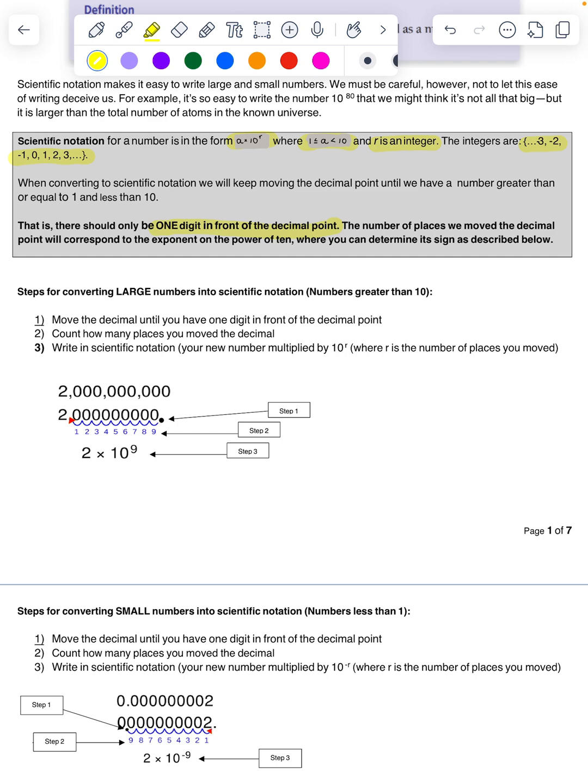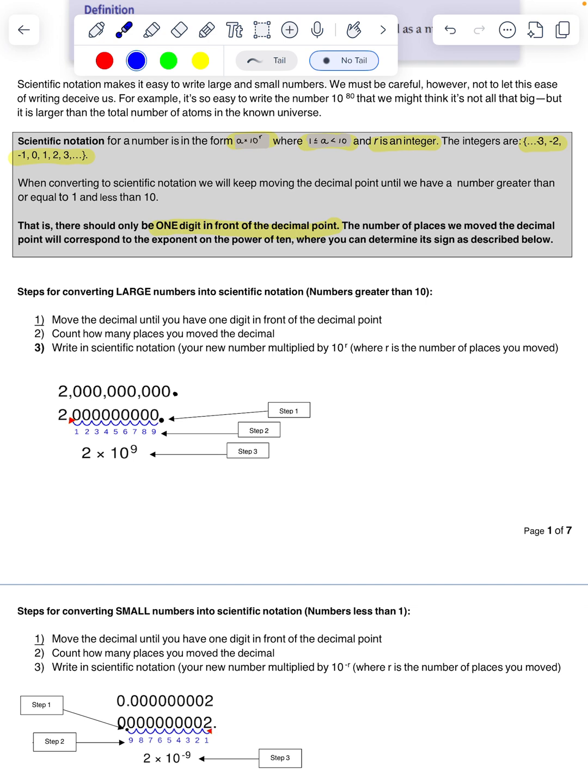So for example, we have this number 2 trillion. We move the decimal from where it started. Remember that there's always a decimal at the end of the number. It's not usually written, but we know that if there is no decimal already in the number, we can write one at the end. So then we moved it back 9 times to get to the 2.